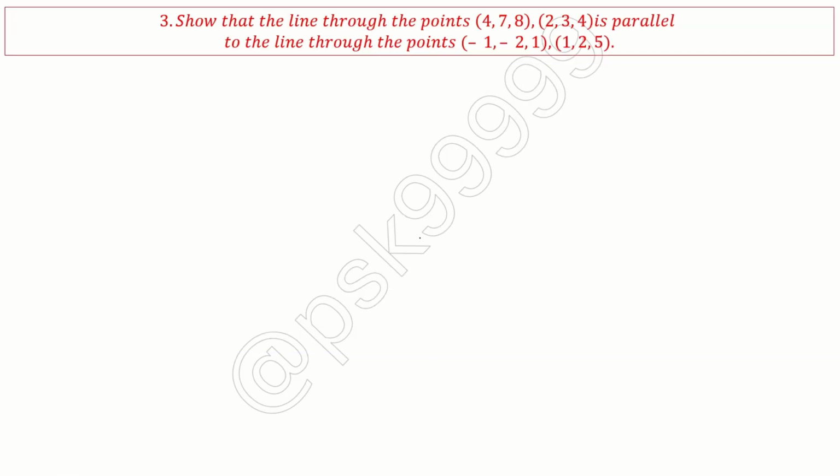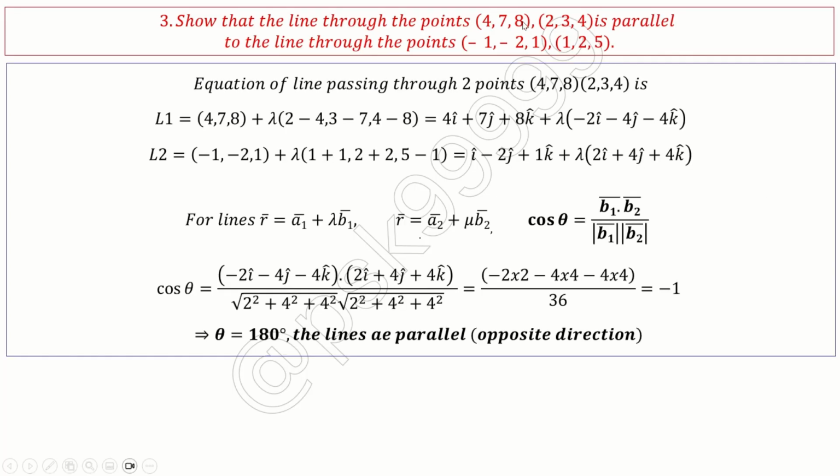Next. Show that the line through the points 4, 7, 8 and 2, 3, 4 is parallel to the line through the other 2 points. It is the same question as the last one, but I'm checking for the parallel condition. So first form the lines. Two lines you form, then check the cos theta condition. Here you are checking for not 0, so definitely you need to worry about absolute B1 and absolute B2 here.